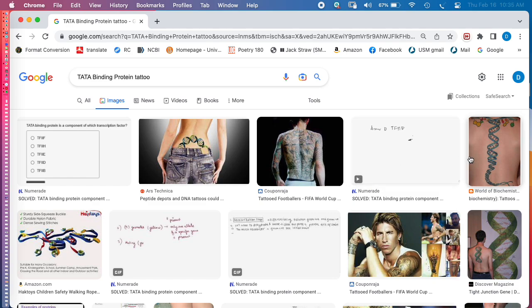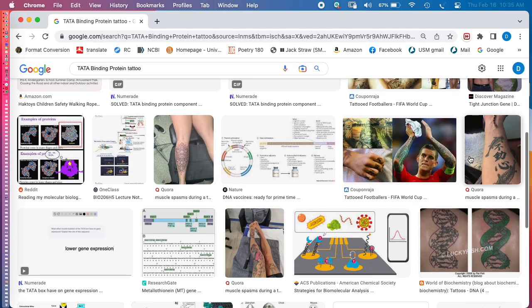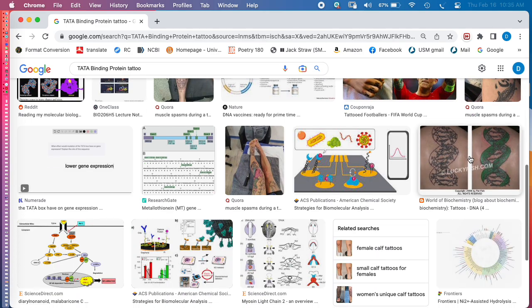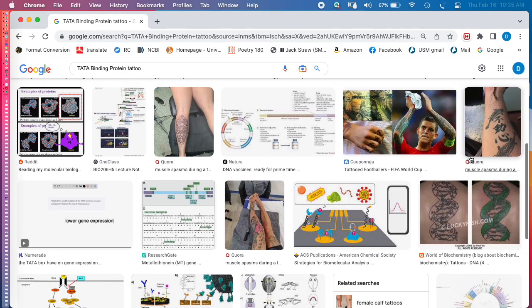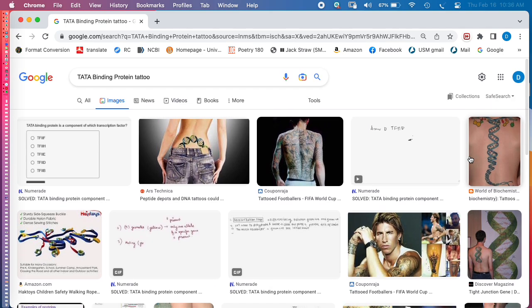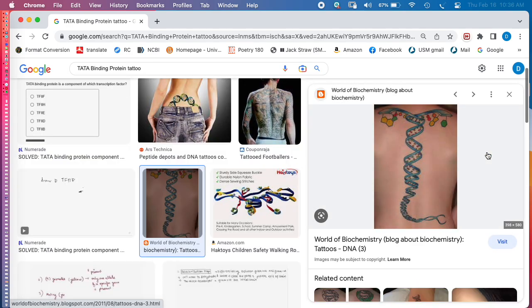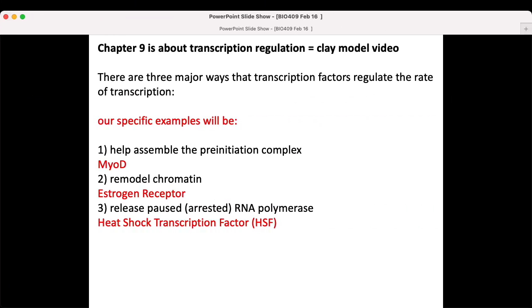When we're talking about these important things, we're talking about possible ideas for tattoos. And so I'm just looking if there's anybody that has a TATA-binding protein tattoo. TATA-binding protein is a pretty famous protein, but I don't see. Oh, that's a pretty good one right there. It's a protein, but it's also a transcription factor. So we've got the DNA.